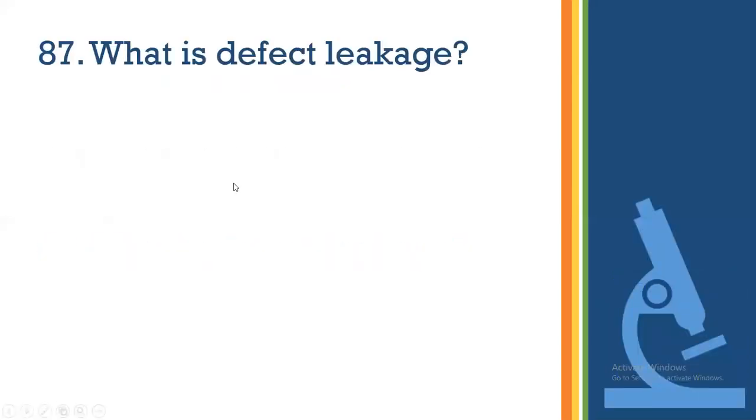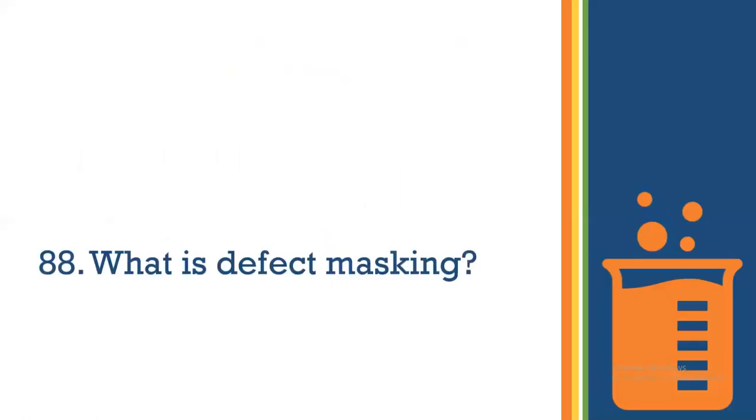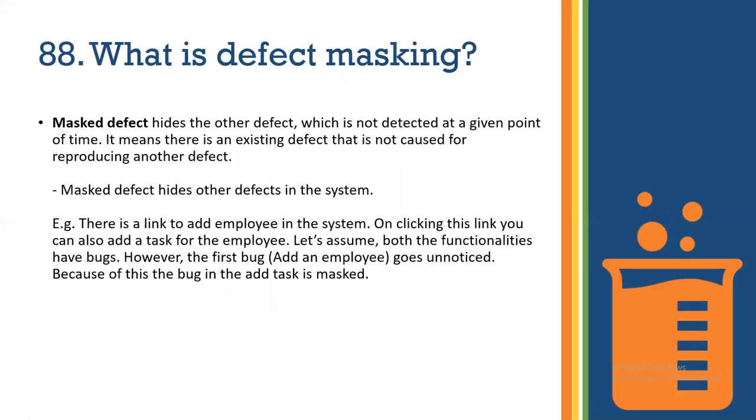What is defect leakage? Defects missed from one level of testing to the next level of testing is called defect leakage. What is defect masking? One defect hiding another defect is called defect masking.